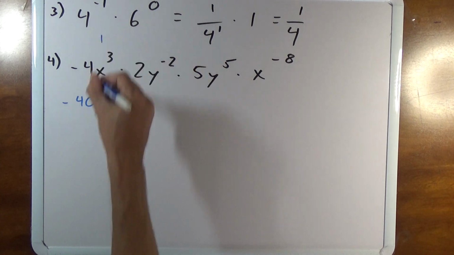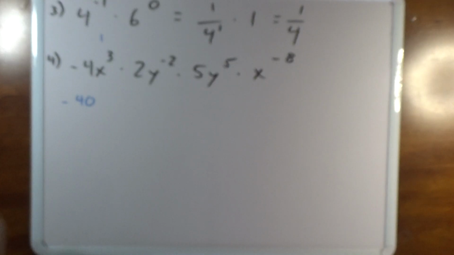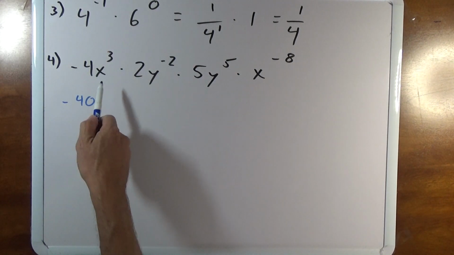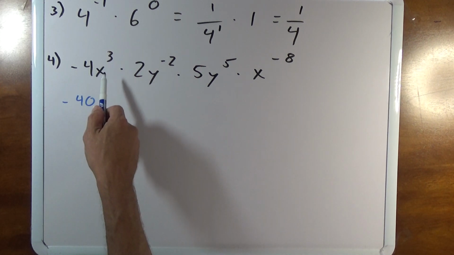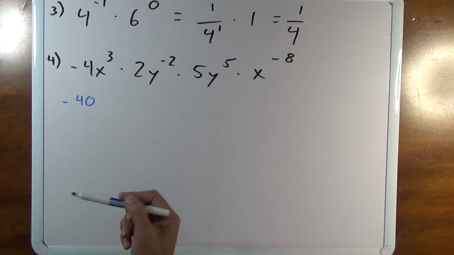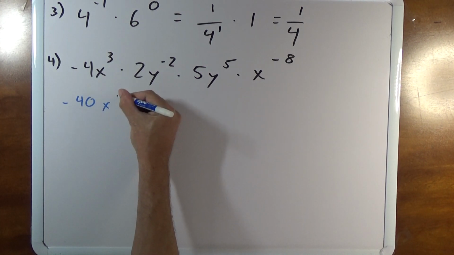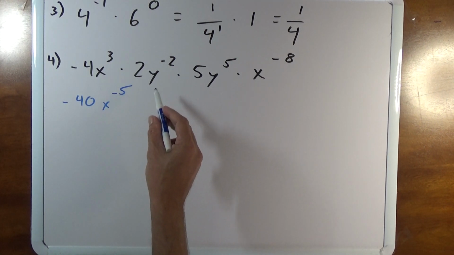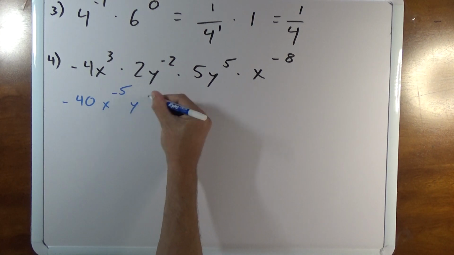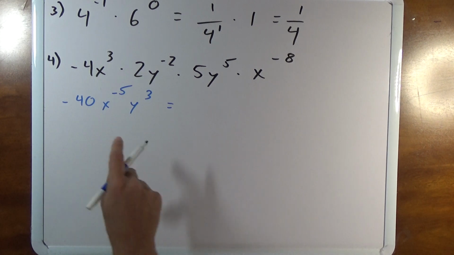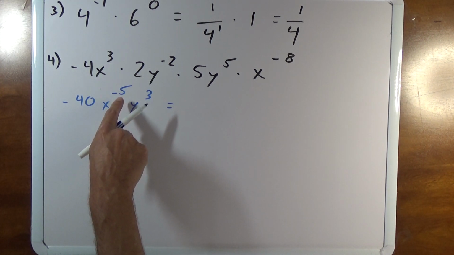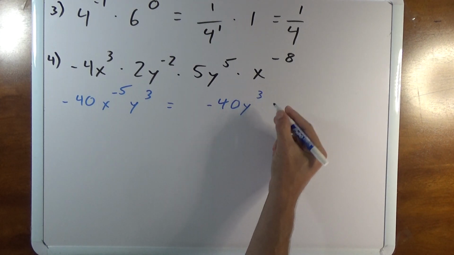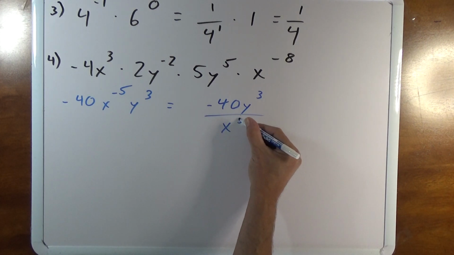And then I'm going to say x cubed. I don't want to make that look like I'm raising it to a power. I'm just going to take x cubed and x to the -8, and when I multiply two powers with the same base, I'm going to add my exponents. So that's 3 plus -8, 3 minus 8, or -5. So that's x to the -5. And then y to the -2 times y to the 5th is y to the -2 plus 5, which is y cubed. And then I'll change this into a positive by putting it in the denominator. So I will get -40 y cubed over x to the 5th.